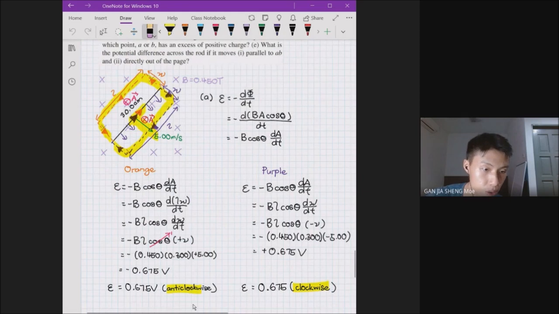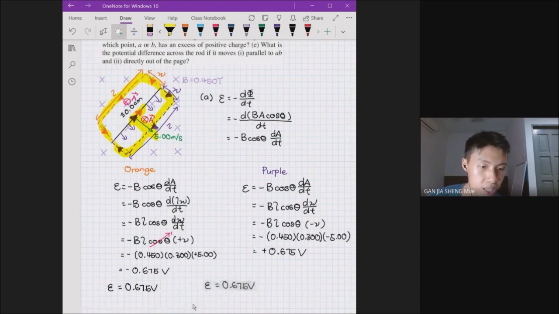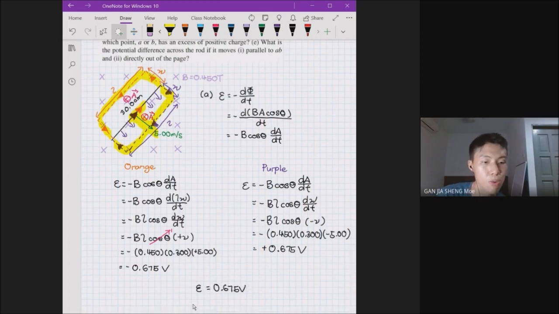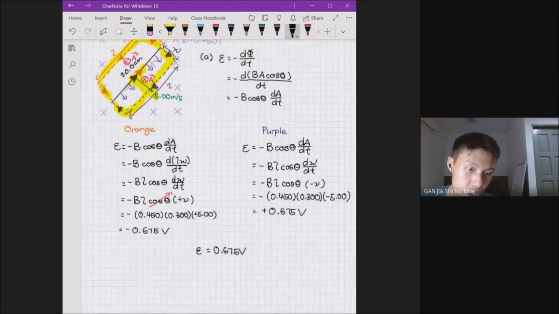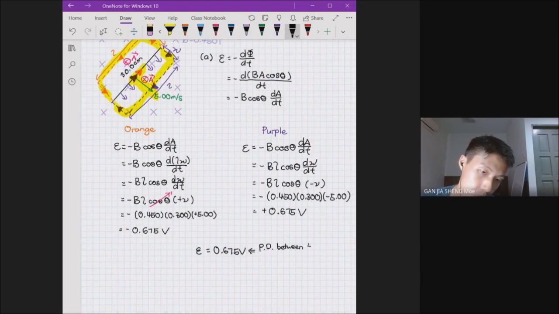So I'm going to remove the clockwise or anti-clockwise, because that is not the important thing, because there's no loop over here. You can just say that the EMF is 0.675. So you can say this is the potential difference between the ends of the rod. Okay, continue.